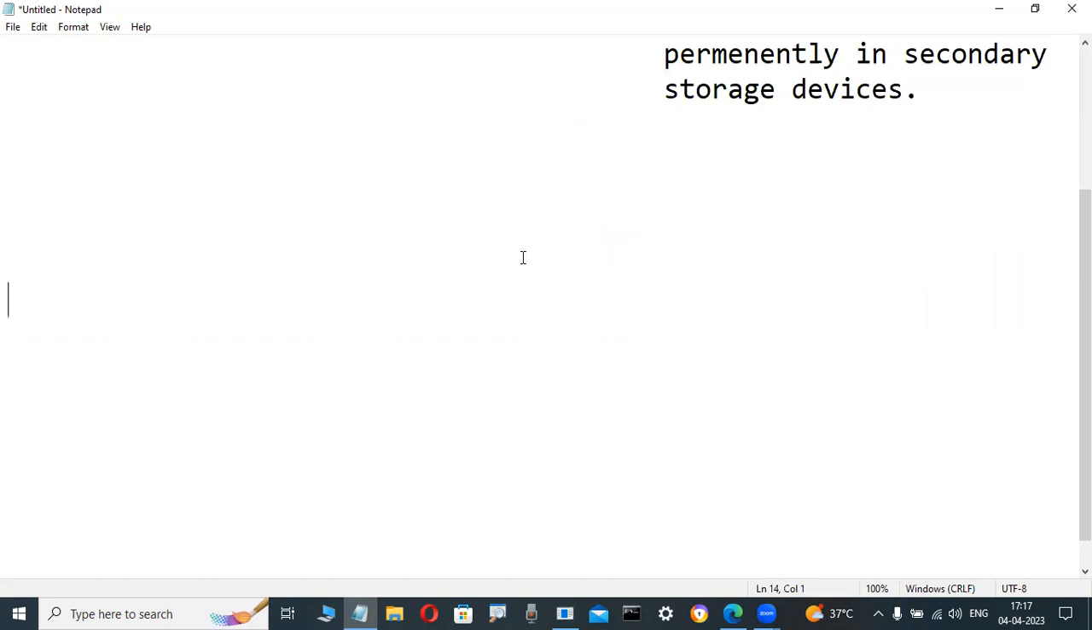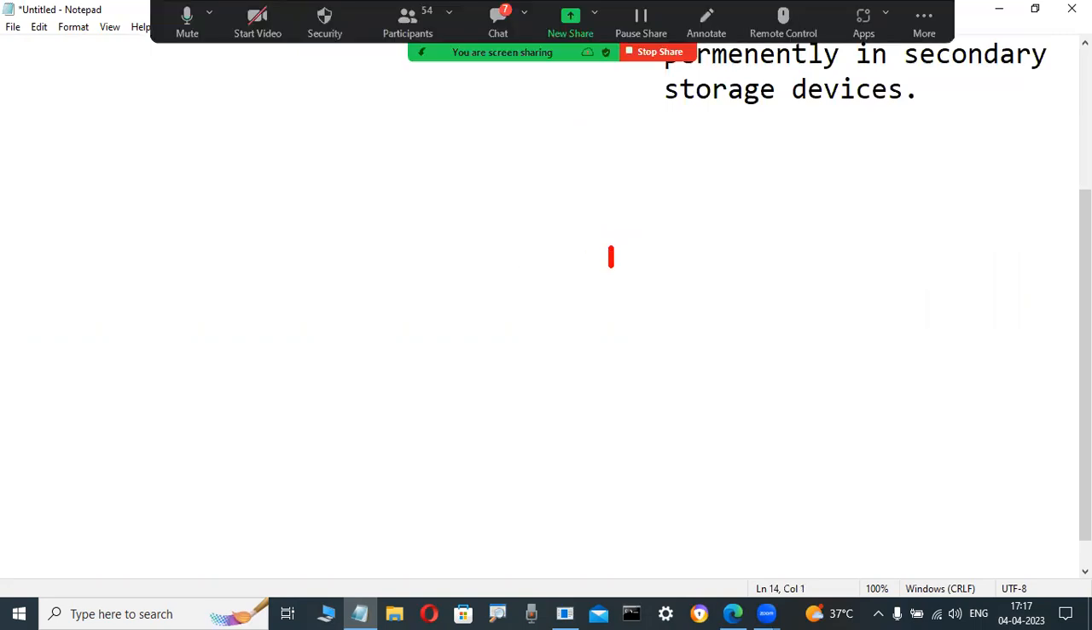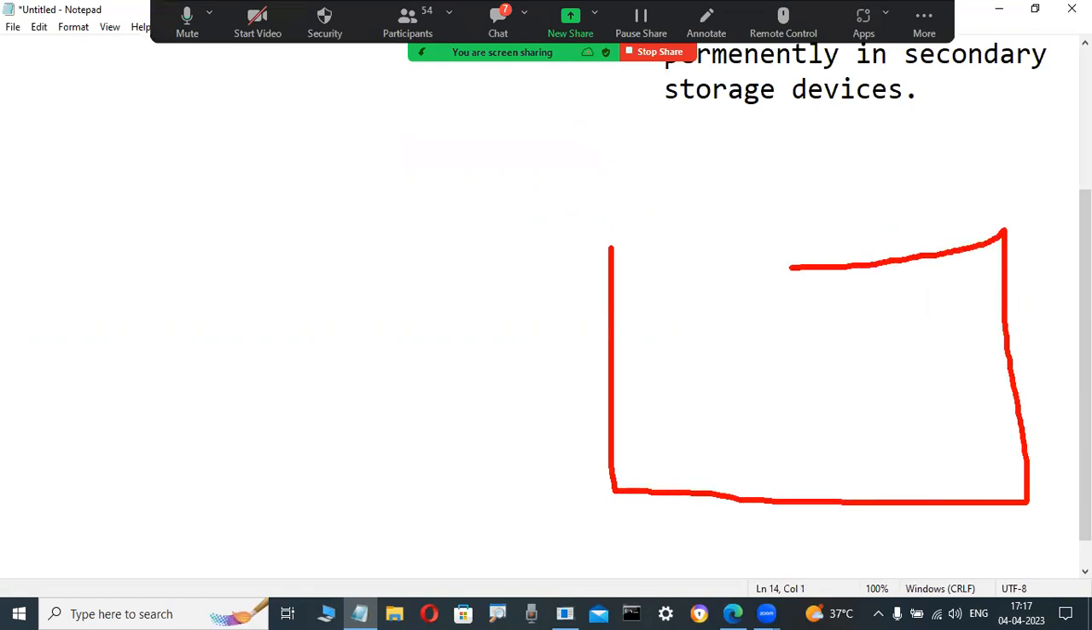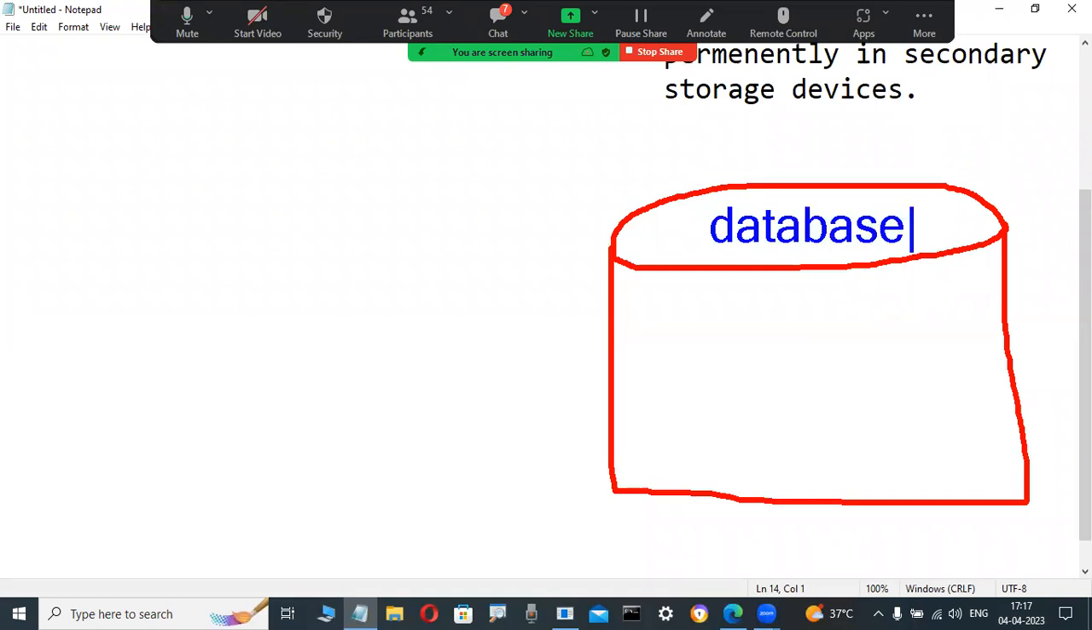Suppose I am installing Oracle software in my system, and in the future you are also installing it. Don't forget, just observe. Very interesting. Whenever you install Oracle software into your system, automatically some place is created on a disk. This place is called a database. Yes, this is a database. Now observe it here.